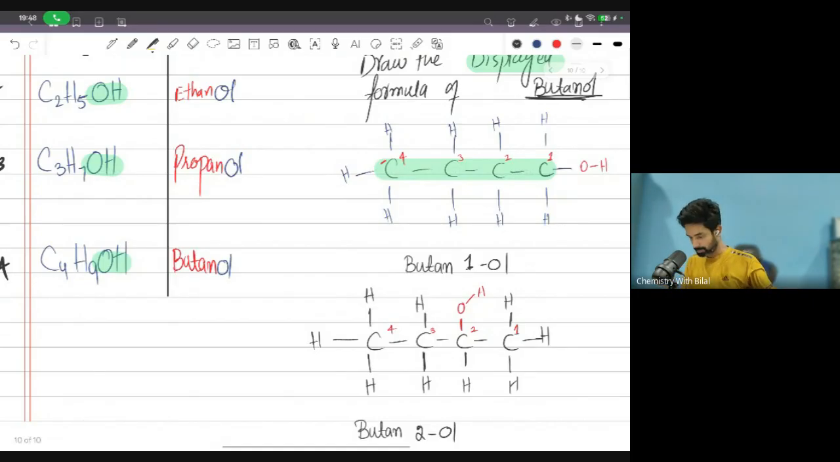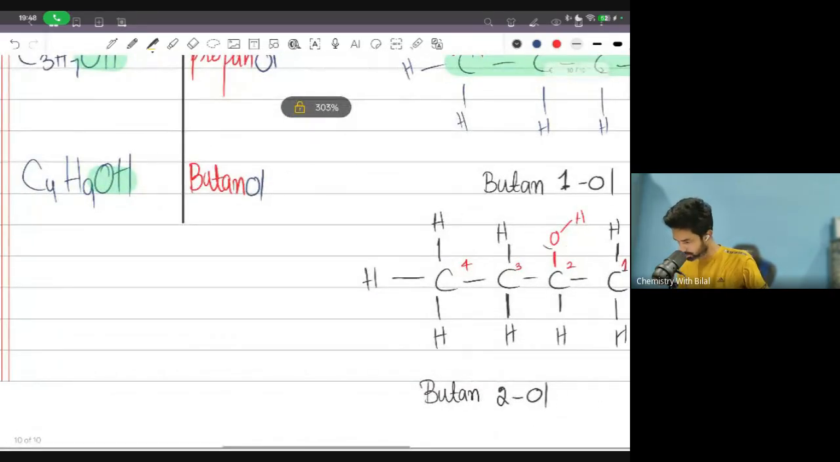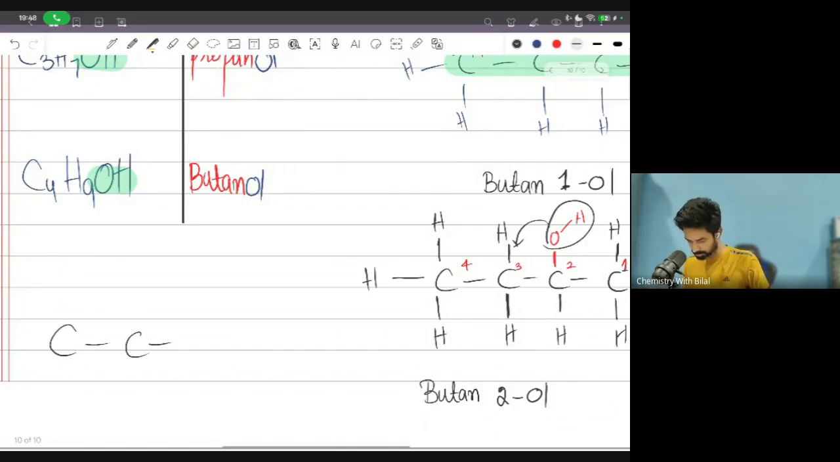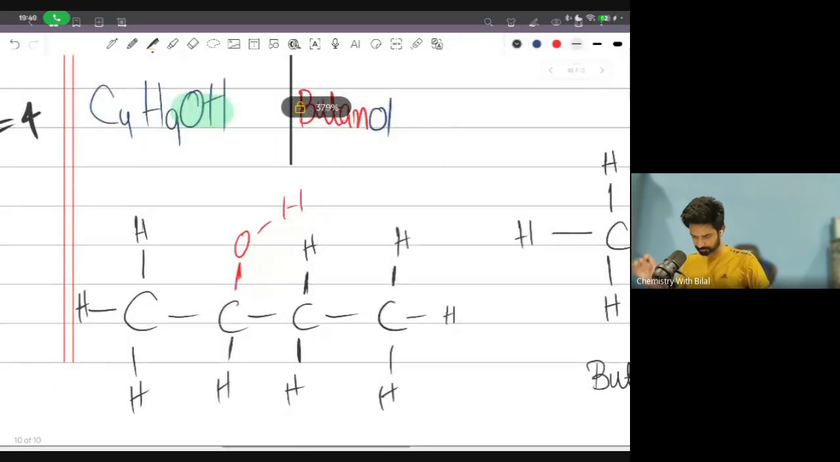Now, the question is, everyone, what if I switch this OH position to this carbon? I want you to write the name of this molecule then. Would it be butane 3-ol or what? Please check. Less than 30 seconds.